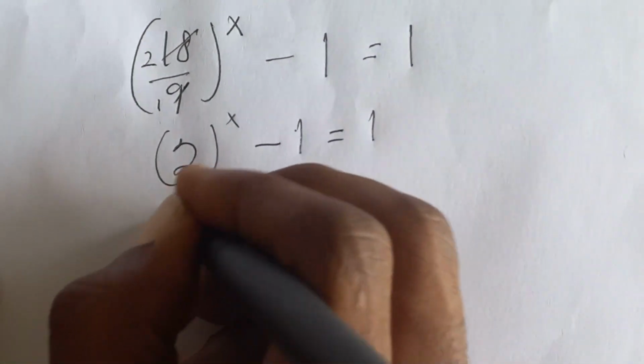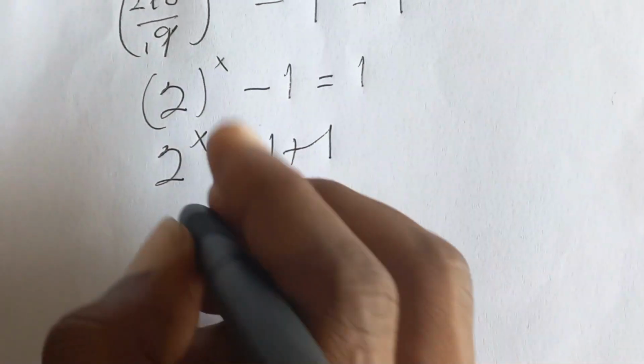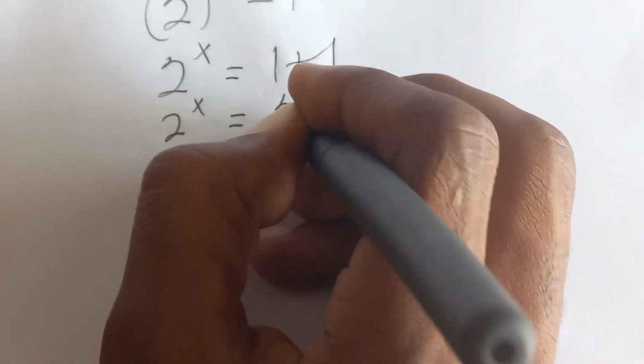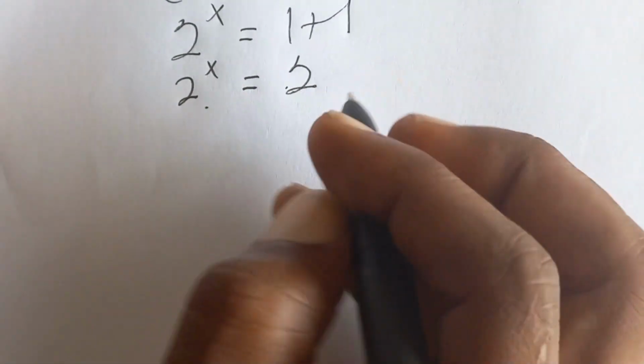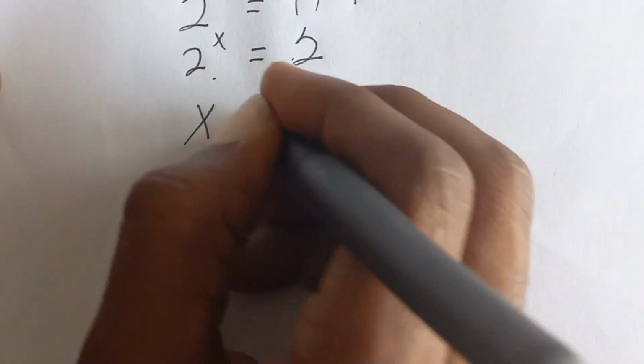So we have 2^x = 1 + 1, so 2^x = 2, since 1 plus 1 is 2. Now the bases are the same, so we equate the exponents. So we have x = 1.